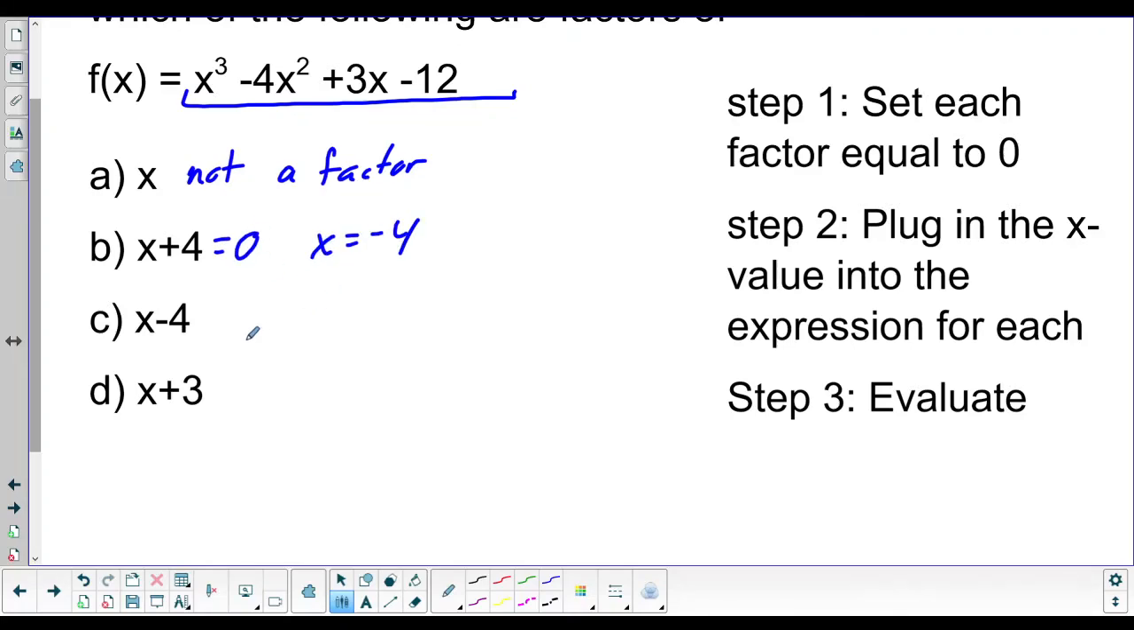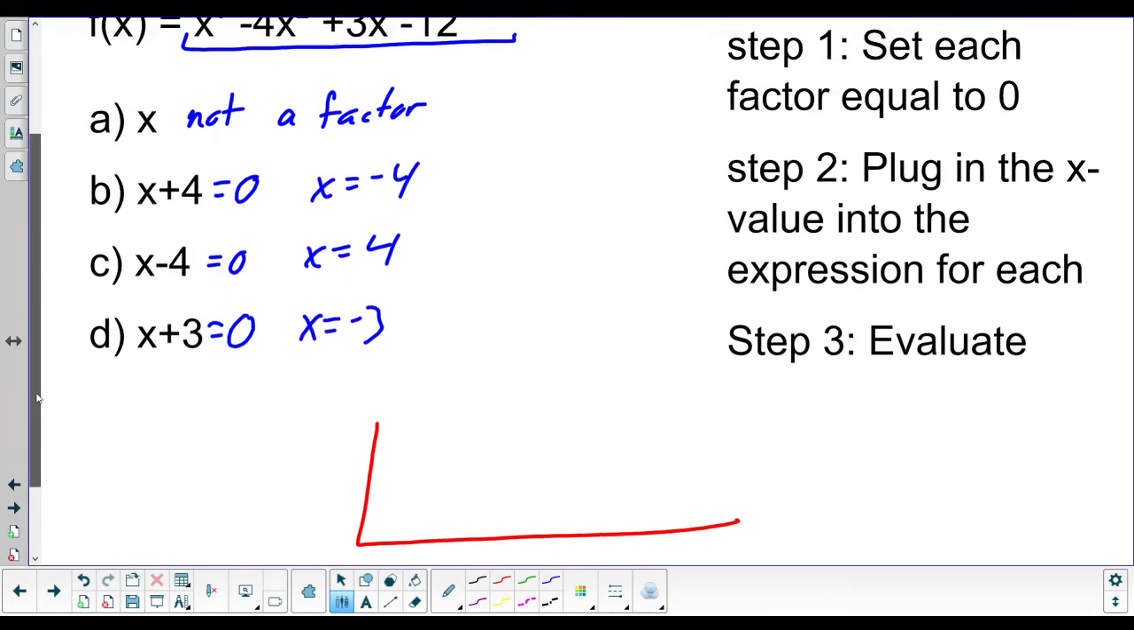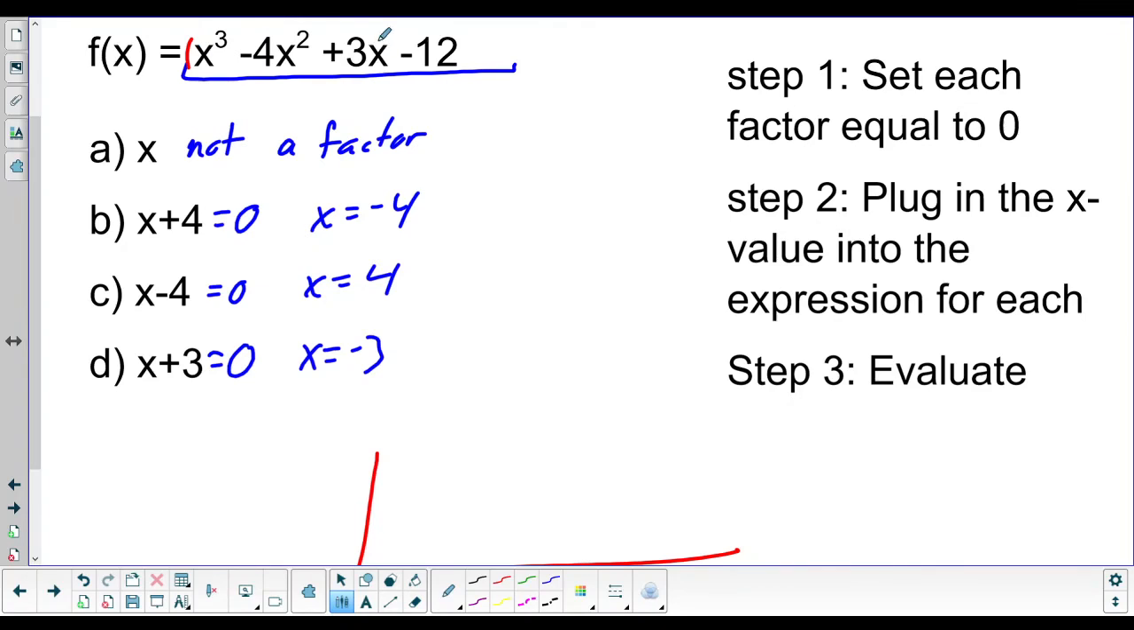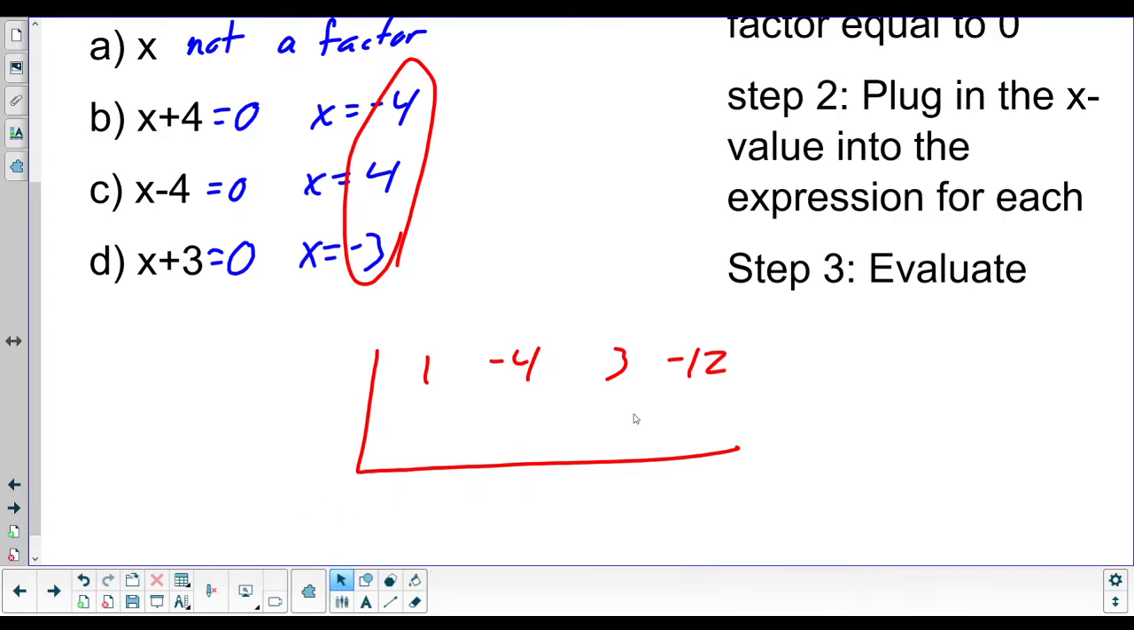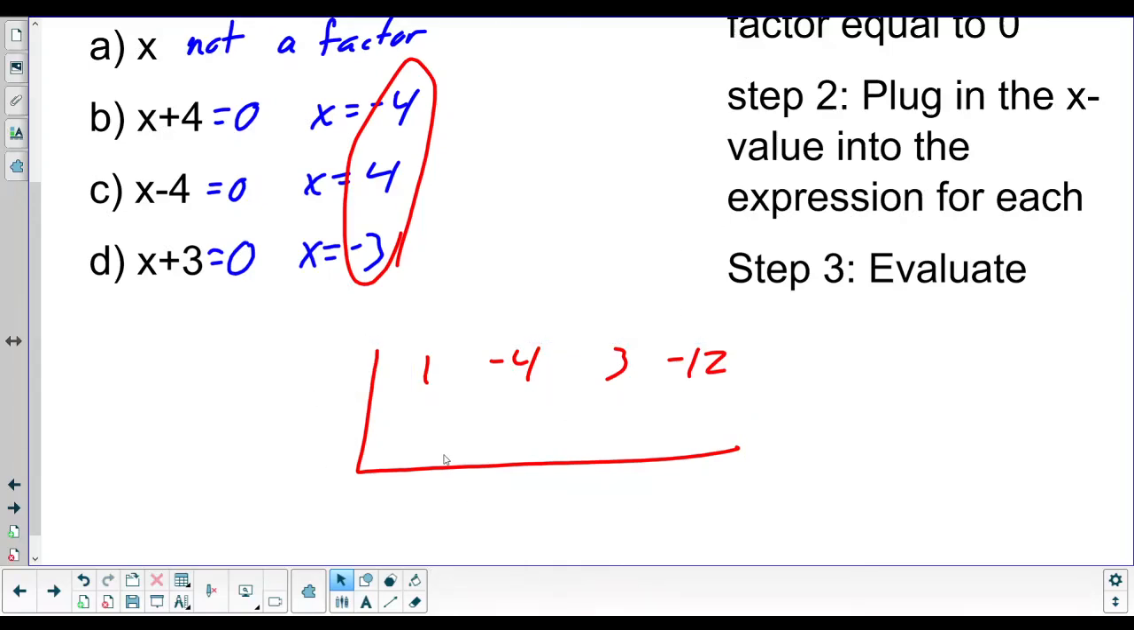X equals -4. Set this equal to 0. X equals 4. Set this equal to 0. X equals -3. I'm skipping the moving stuff to the other side, but I'm hoping that you can imagine what that looks like. Now we're going to set up our synthetic division. We'll put this here. Let's check our coefficients. We have 1, -4, 3, -12. And now we're just going to go through this list 3 times. Okay. So what I'm going to do is I'm going to lock this stuff down. If you will, I'm going to write it in pen and then do this part with pencil.